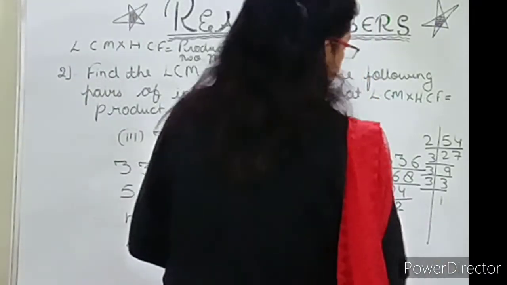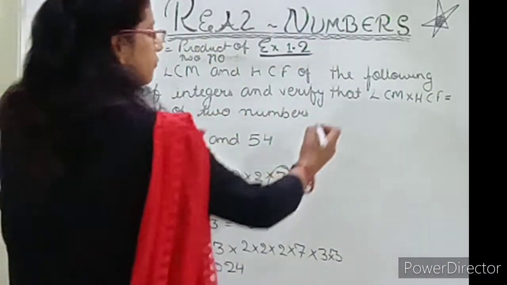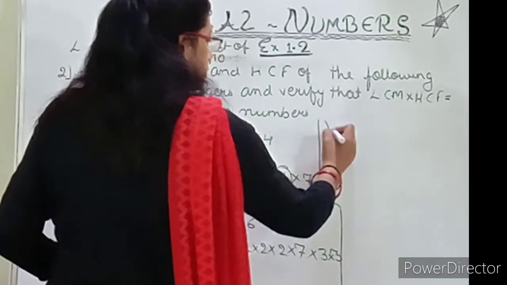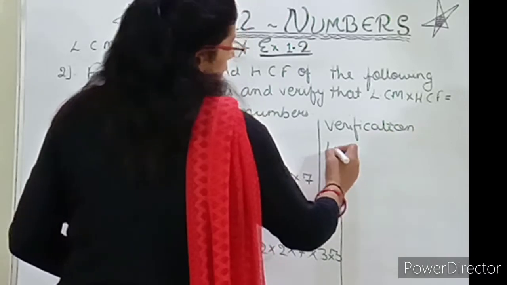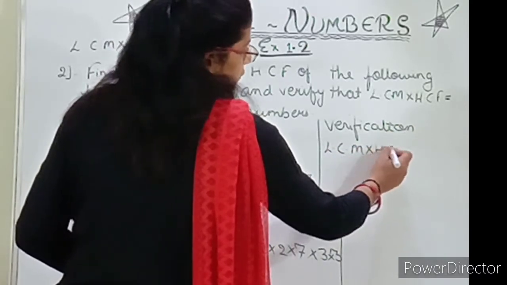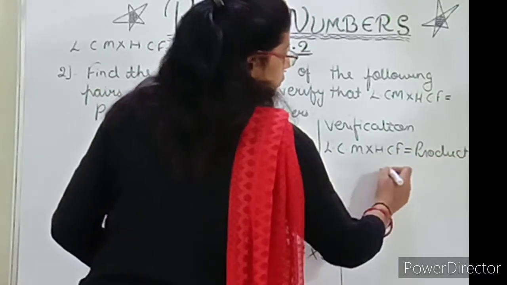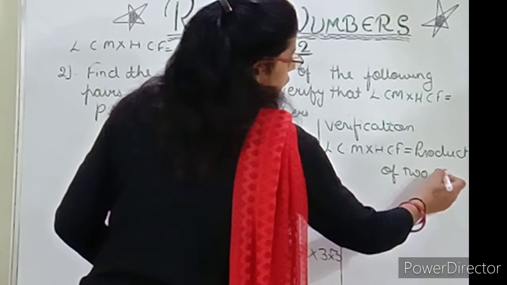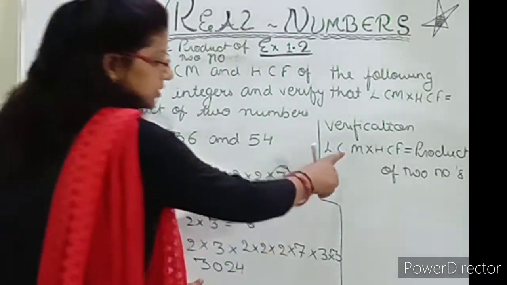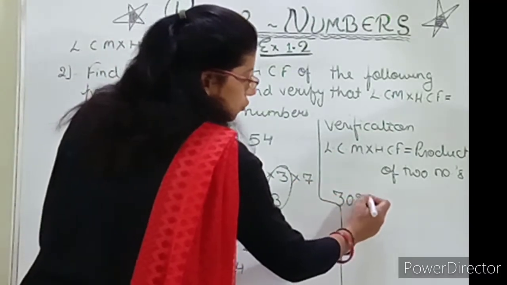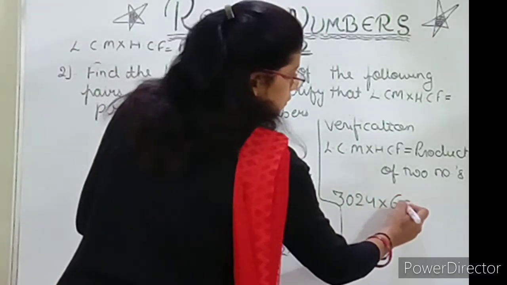Now we have to do the verification of these numbers. Okay, so what is their verification? Write the formula: LCM into HCF is equal to the product of two numbers. Very first, what is the LCM here? 3024. So in the place of LCM I am writing 3024 into HCF. What is the HCF? 6 is equal to the product of two numbers.